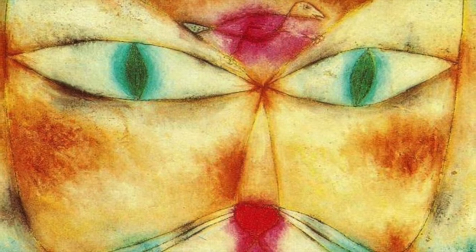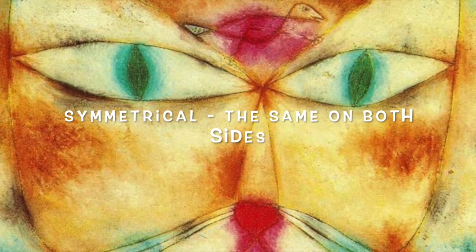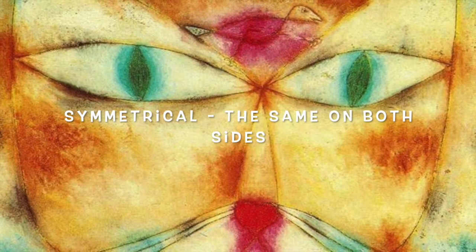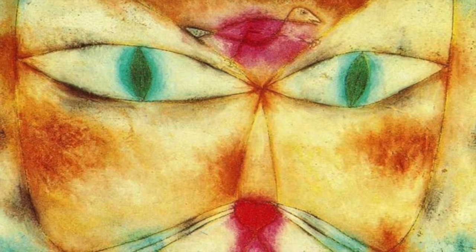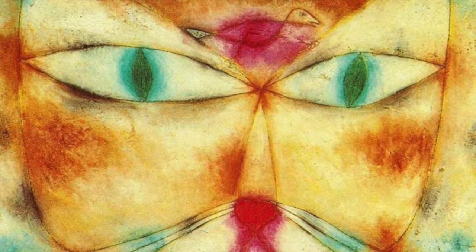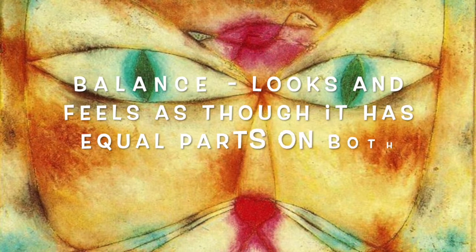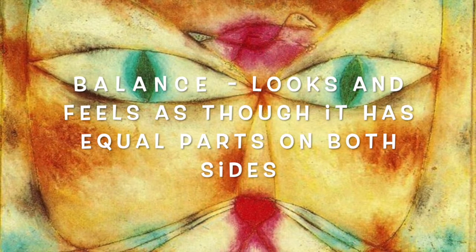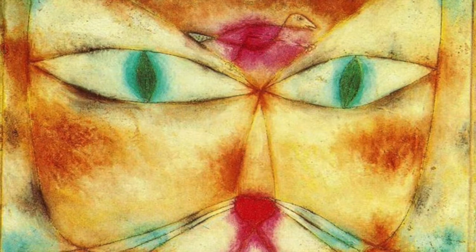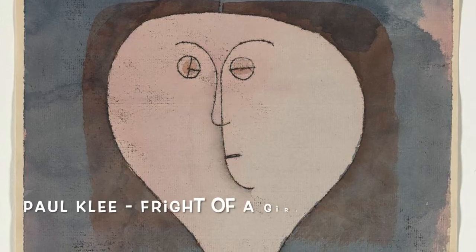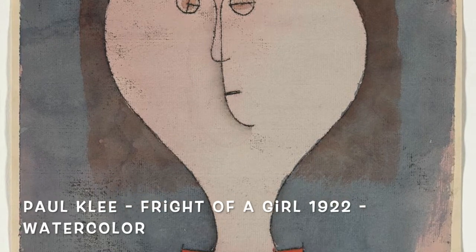Symmetry, or something that is symmetrical, has design elements that are the same on both sides. When we look at this cat, we can see that the artist drew lines and shapes that are the same on both sides. Balance is when the piece looks and feels as if it has equal parts on both sides. Today we will create our own Paul Klee inspired cat and bird.